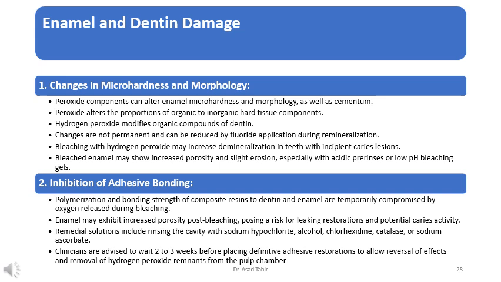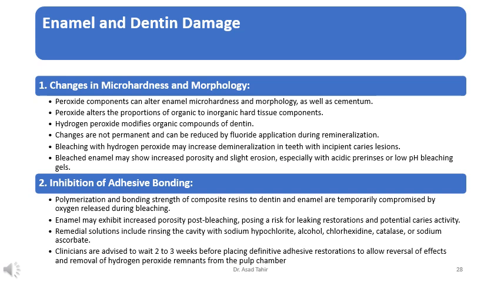Changes are not permanent and can be reduced by fluoride application during remineralization. Bleaching with hydrogen peroxide may increase demineralization in teeth with incipient caries lesions. Bleached enamel may show increased porosity and slight erosion, especially with acidic or low pH bleaching gels.